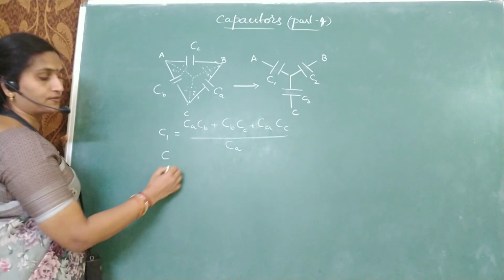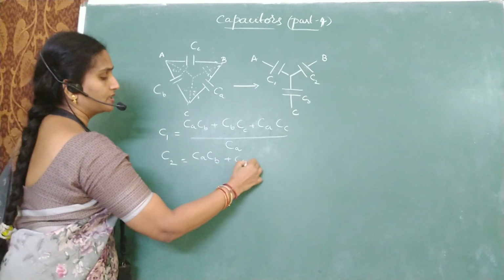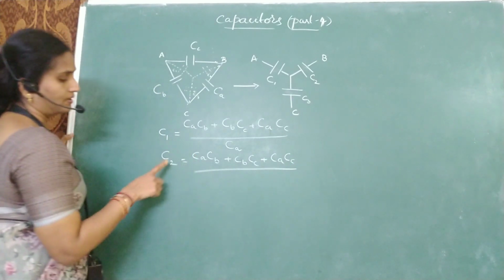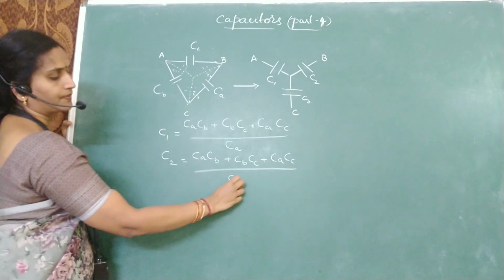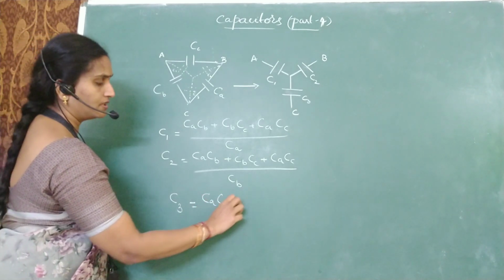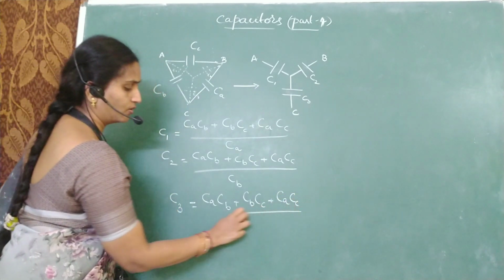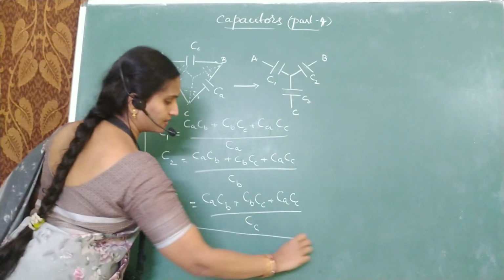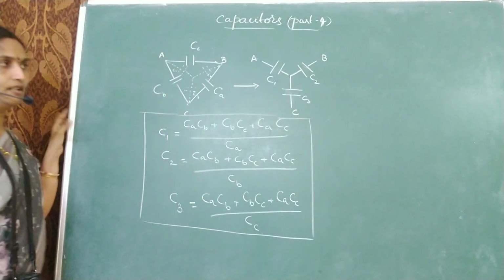Similarly, if you have to find the value of C2, numerator will remain the same. CA into CB, CB into CC plus CA into CC divided by the capacitor which is opposite to C2. So this is C2, opposite to this we have CB, divided by CB. And similarly C3. CA into CB, CB into CC, CA into CC whole divided by CC. So these are the 3 formulas required for converting delta to Y. And the opposite.